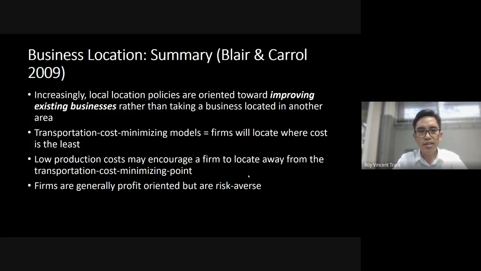And then in summary, again, increasingly local location policies are oriented towards improving existing businesses rather than taking a business located in another area. And this proves a big challenge for local government units, barangays, cities and provinces that look to expand or develop their community, because it will be very difficult to attract new sponsors and investors. I guess the only way is really to improve what's already there.